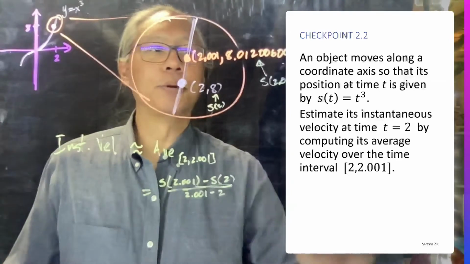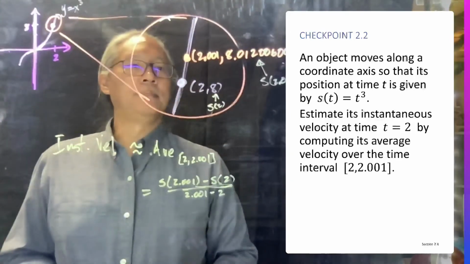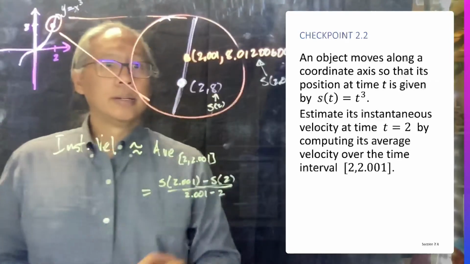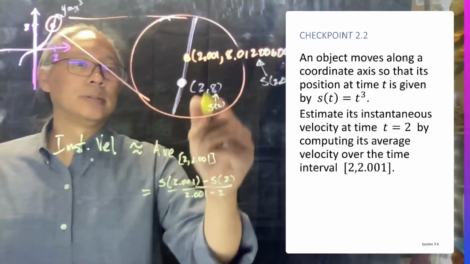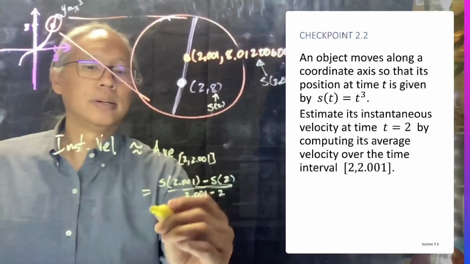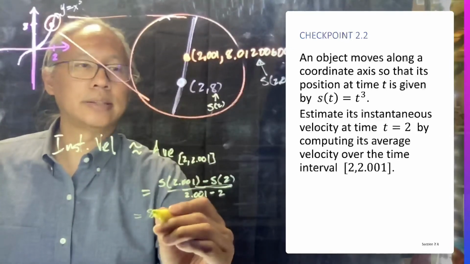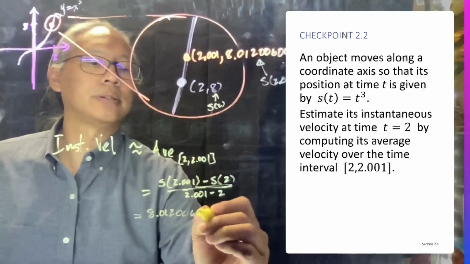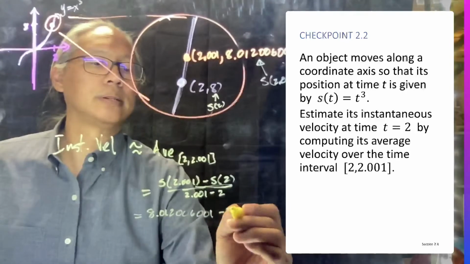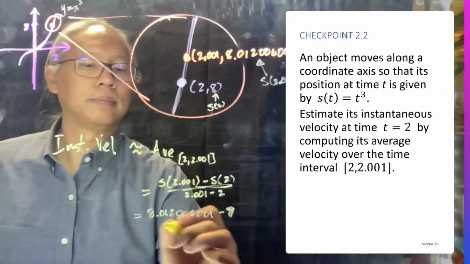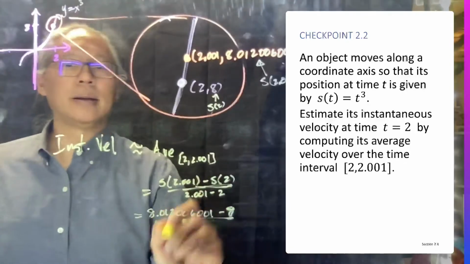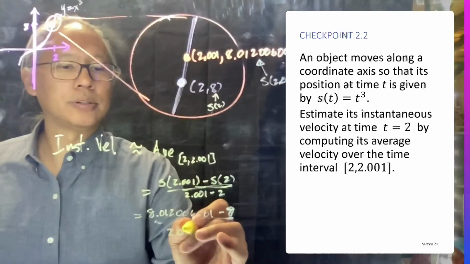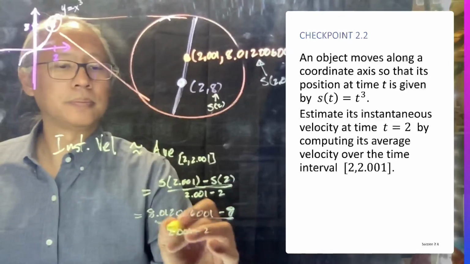So this says 2.001. Now, let's just plug those in. We put in the values. So for the first one, we have 8.012006001 minus just 8, and then we're going to divide that by 2.001 minus 2.